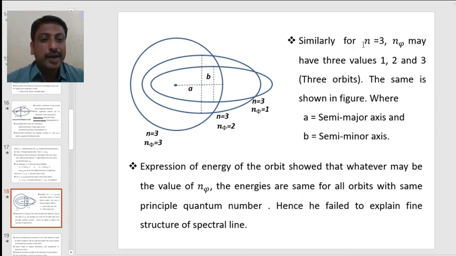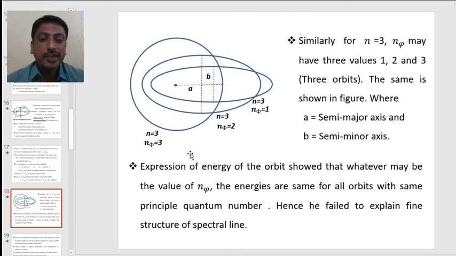Here, for n equal to 3, nφ may have three values, that is 1, 2 and 3. Accordingly, there exist three orbits. The same is shown in this picture, where A represents the semi-major axis and B represents the semi-minor axis. For n equal to 3, if I consider nφ equal to 3, then obviously I am going to get one circular orbit. For n equal to 3, nφ equal to 2 will result in an elliptical orbit. And for n equal to 3, nφ equal to 1 also results in an elliptical orbit. So in these three orbits, one is circular and the remaining two are elliptical orbits.